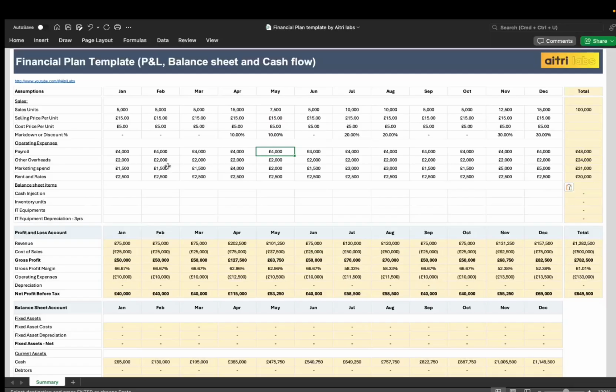Marketing spend as well, this is different. As you can see, it's not flat phased, it's broadly in line with those spikes for seasonalities during the year in my scenario. And my last operating expense is my rents and rates, which is £30,000, which is also flat phased in accordance to how this is paid during the course of the year.